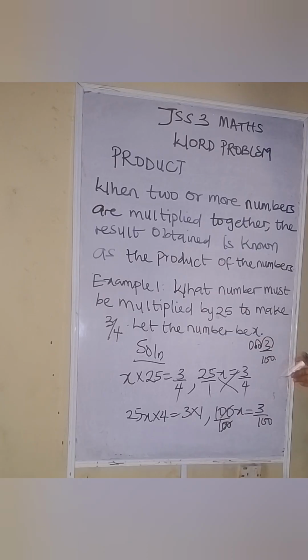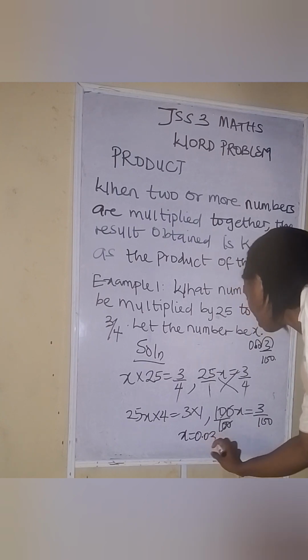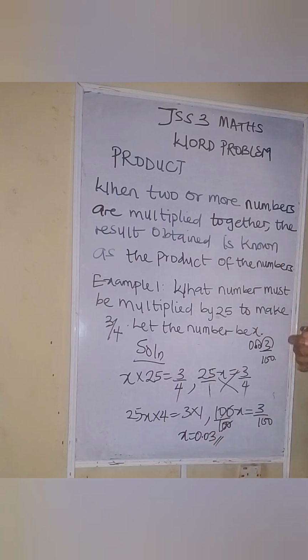So our x here is 0.03. So it is so simple. I've said it before: learn how to interpret questions. One problem is simple when you know how to interpret it.